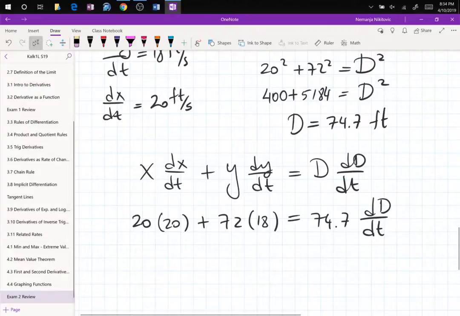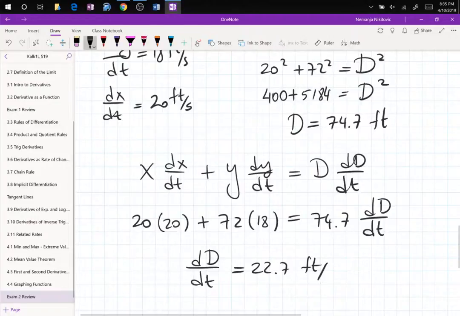400 plus 72 times 18, divided by 74.7. The distance is changing at 22.7. So dD/dt is 22.7 feet per second. That's the speed of them going apart.